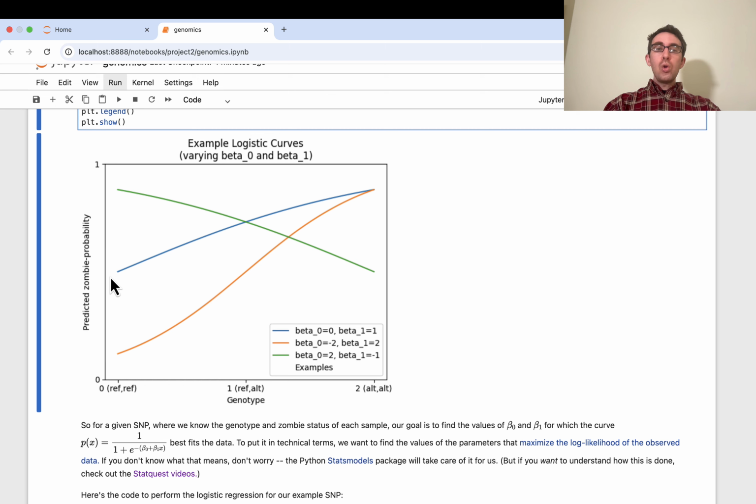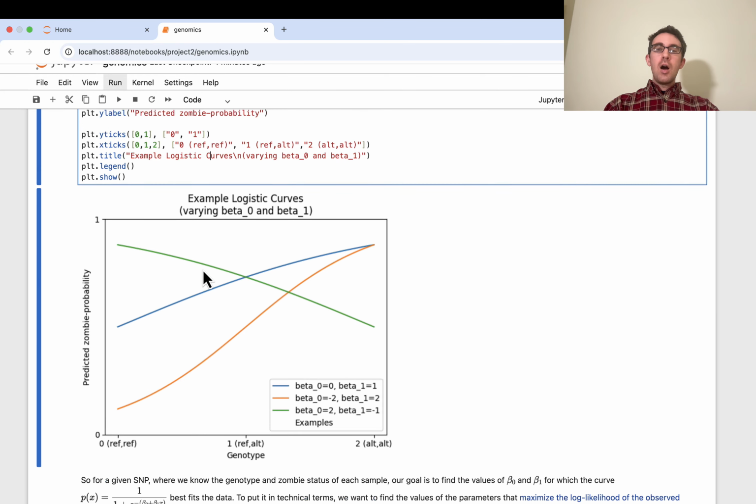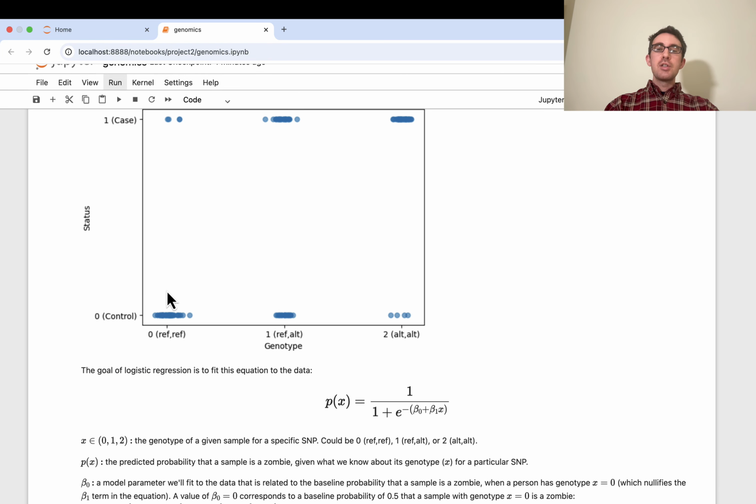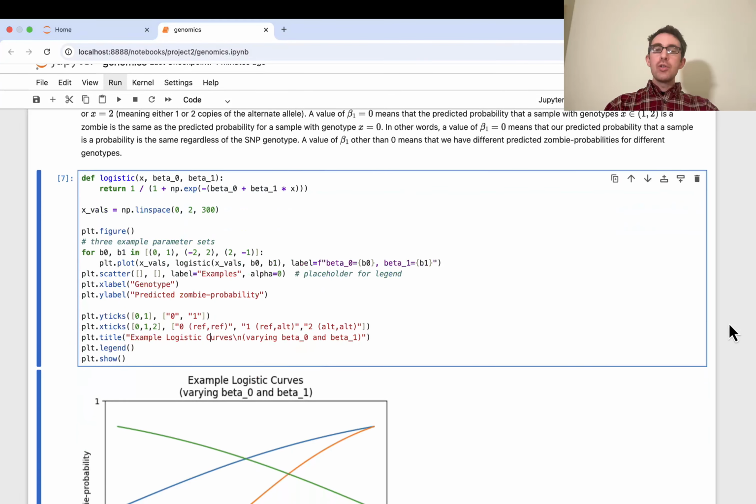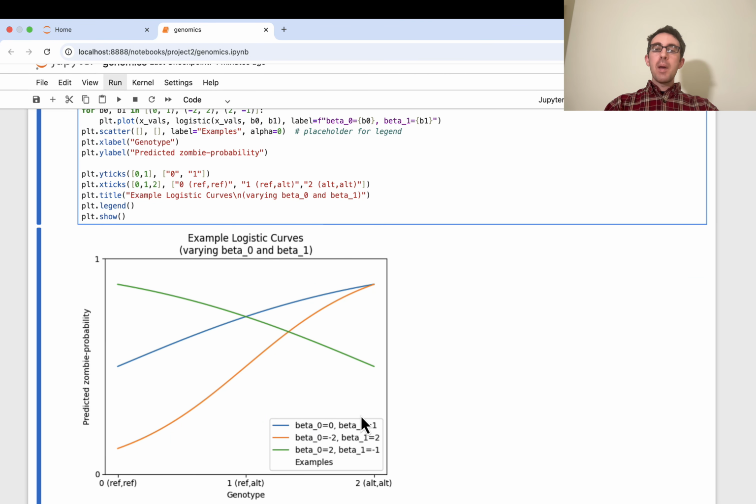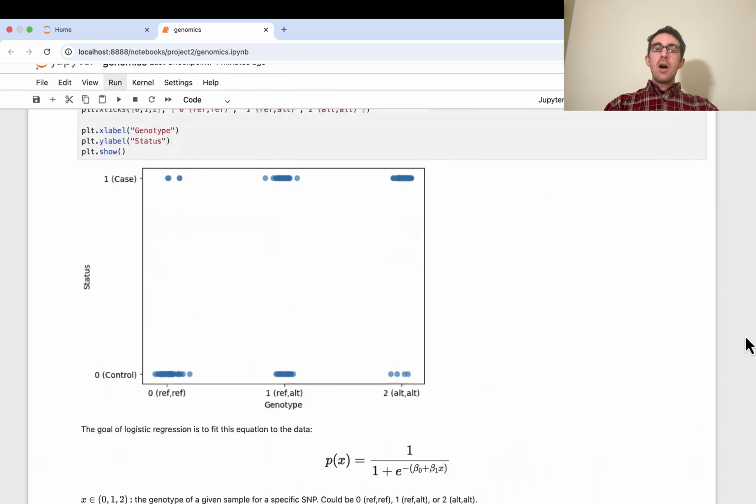And again, the goal of everything we're going to try to do with the logistic regression method is basically to find the particular values of beta 0 and beta 1 that result in a curve that most closely matches the data that we have. So we want to find the values of these beta 0 and beta 1 parameters that give us a curve that most closely matches the data that we're fitting to.